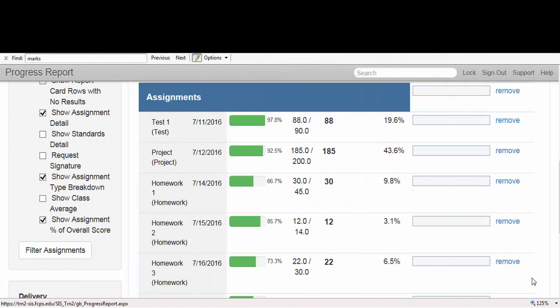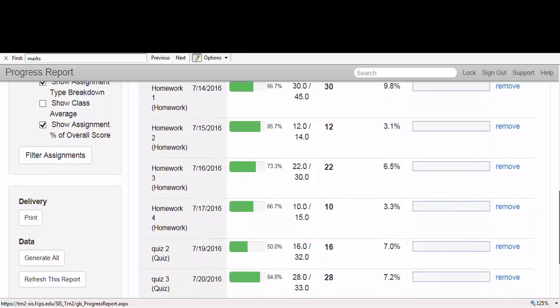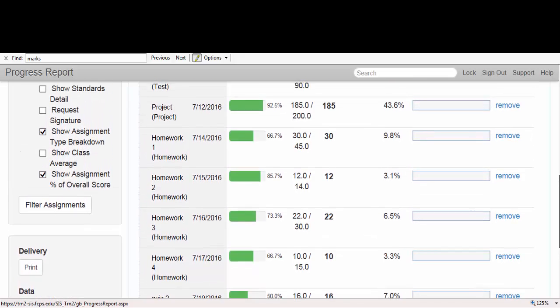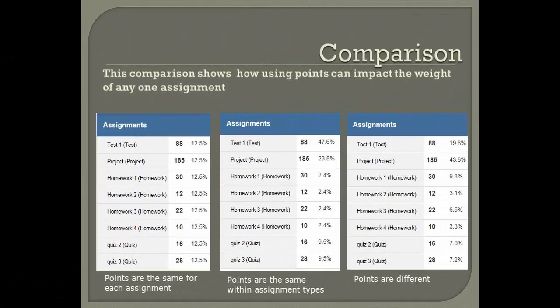The impact of each assignment is based on the number of points the assignment is worth. Because the project is worth 200 points, it makes up 43.6% of the student's grade. When added together, the 4 homework assignments are over 20% of the student's grade. This side-by-side comparison shows the 3 different ways points were used in this video and the differing impact they each have on the grade.